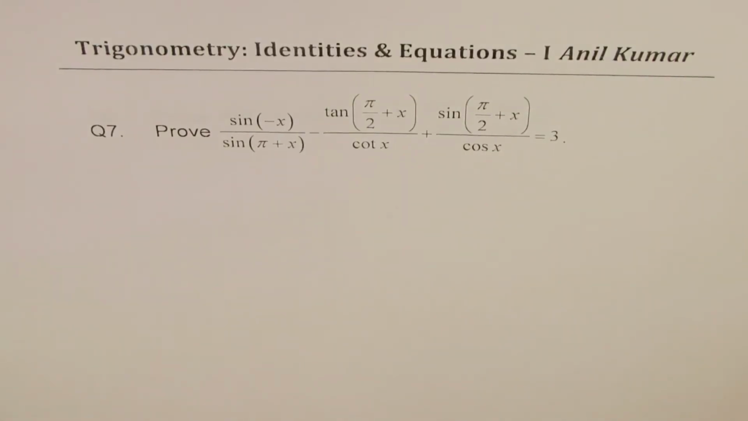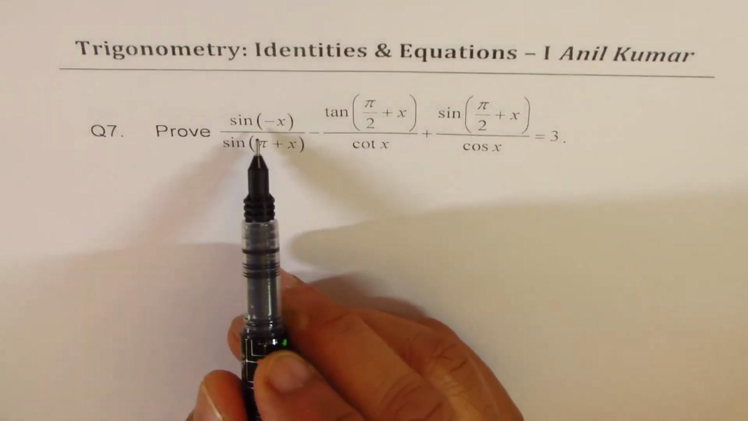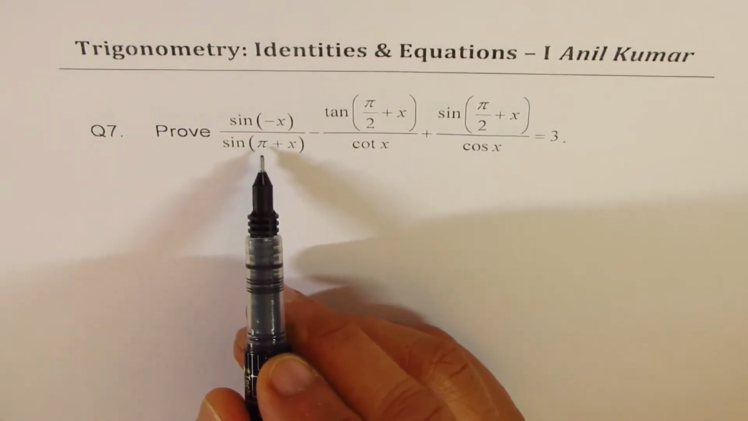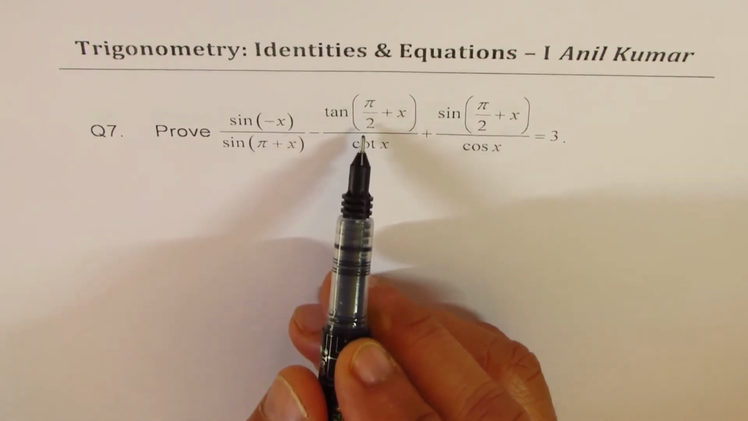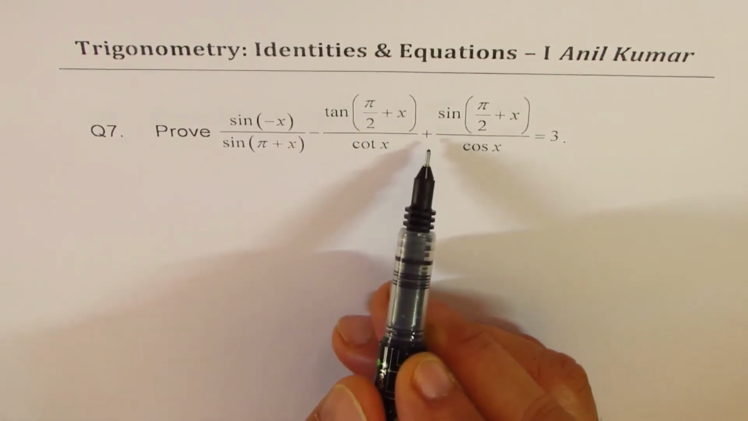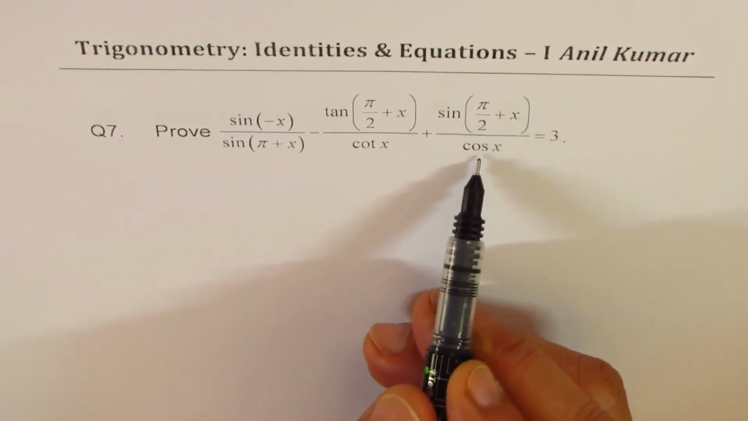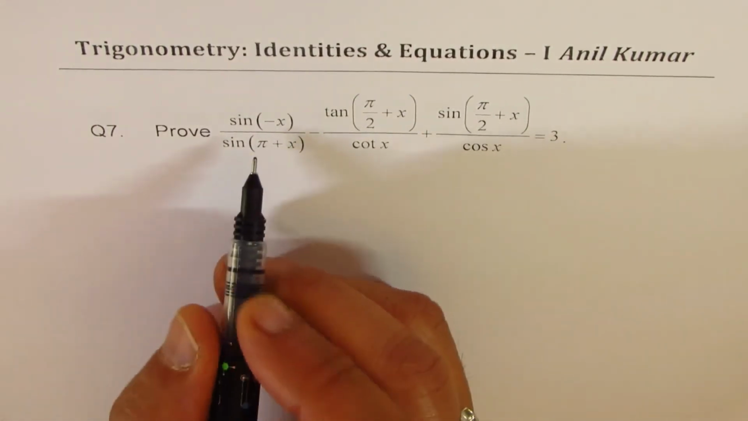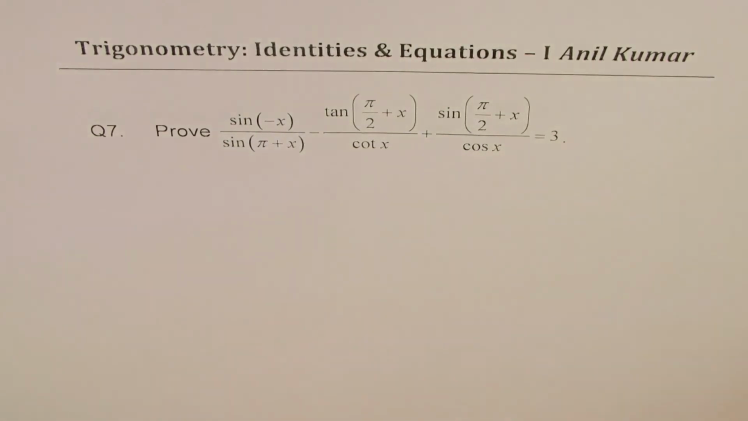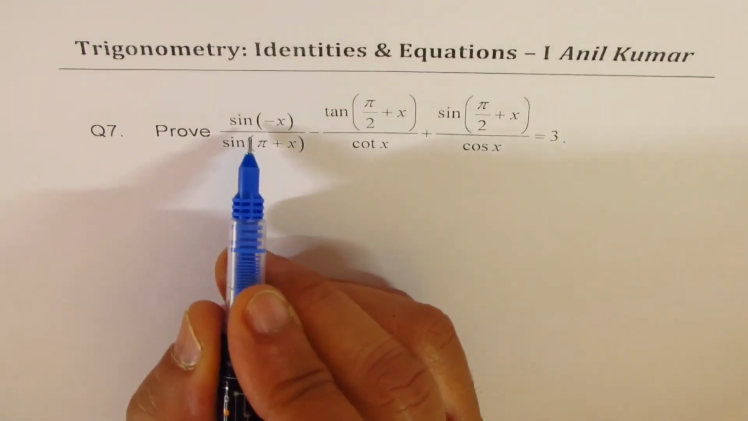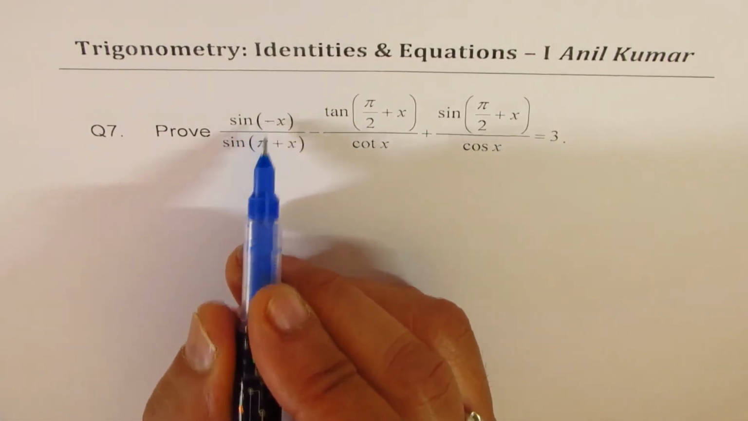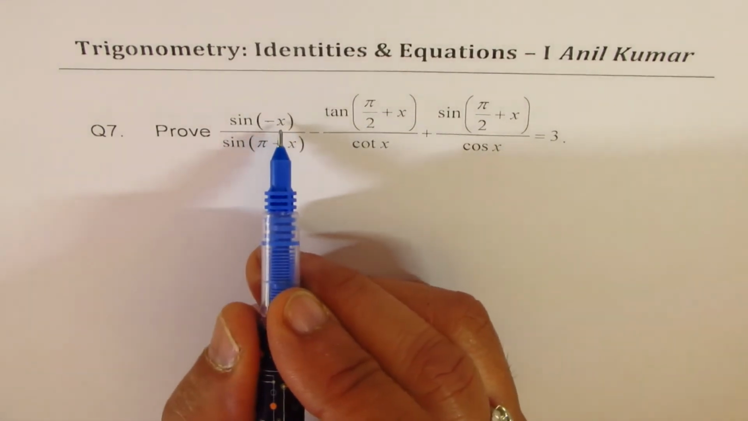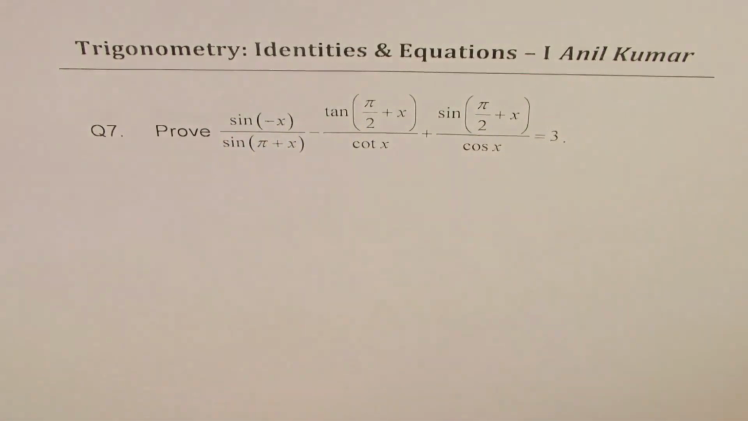Question number 7. We need to prove that sin(-x)/sin(π+x) - tan(π/2+x)/cot x + sin(π/2+x)/cos x is 3. So let's rewrite the values. When you say sin(-x), what is sin(-x) equal to? Well, sin(-x) is minus of sin x, right?